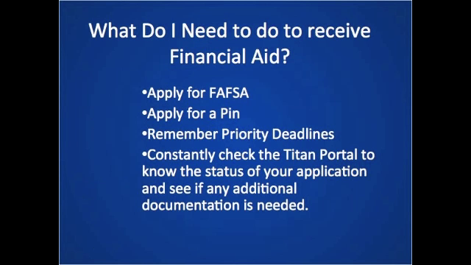In order to receive your financial aid, there are a few things that you will need to do. You are going to want to complete the FAFSA at www.fafsa.ed.gov. Second, apply for your federal PIN. You can apply for a PIN at www.pin.ed.gov. Next, remember the priority deadlines for filing the FAFSA and all scholarship applications. And lastly, constantly check your Titan portal to know the status of your application and to see if there's any additional documentation that is needed.